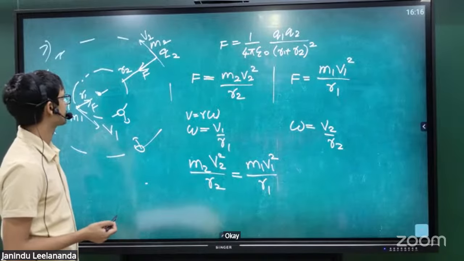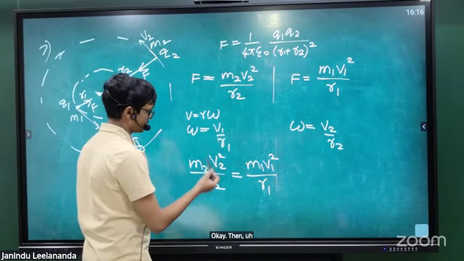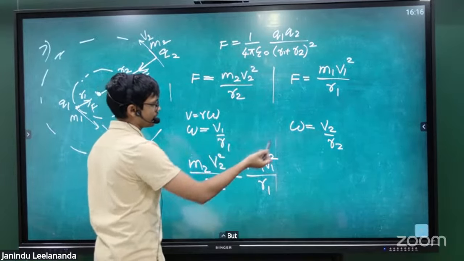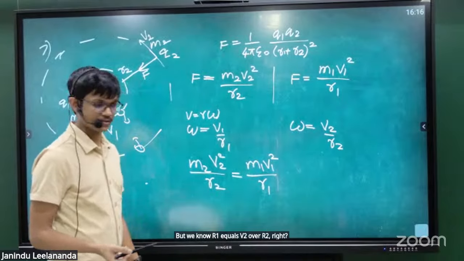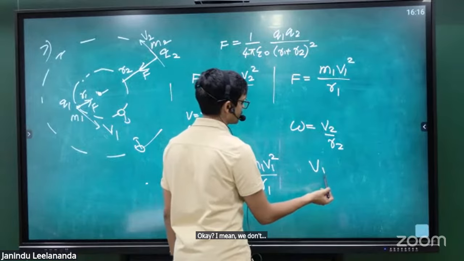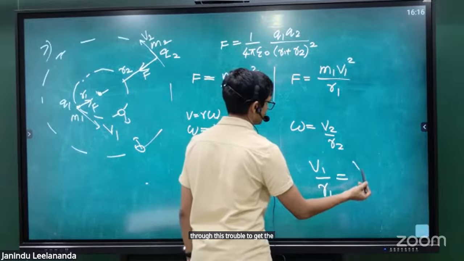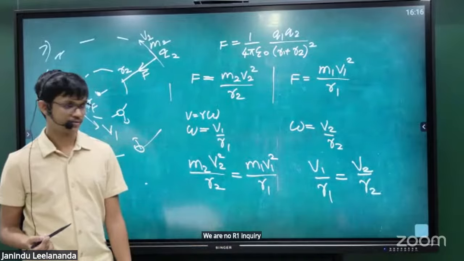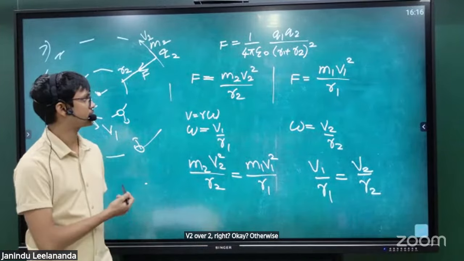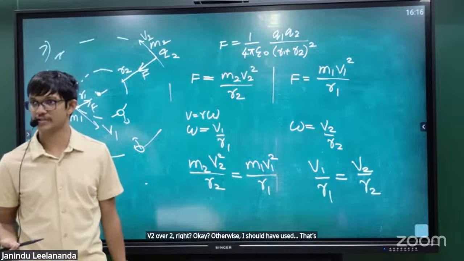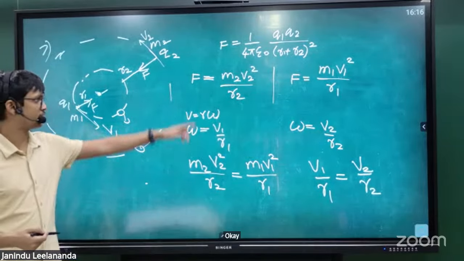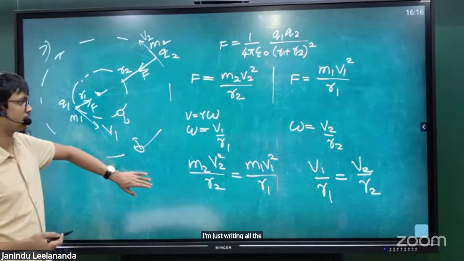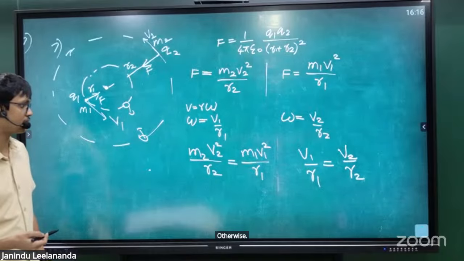Then if you need, you can use this too: V1 over R1 equals V2 over R2, right? We actually don't have to go through this trouble to get the answer, but since I wrote all the equations, I'll use them. Otherwise I should have used m r omega squared, and then it's done. I'm just writing all the equations since I wrote them; otherwise it's not necessary to go through all this trouble.